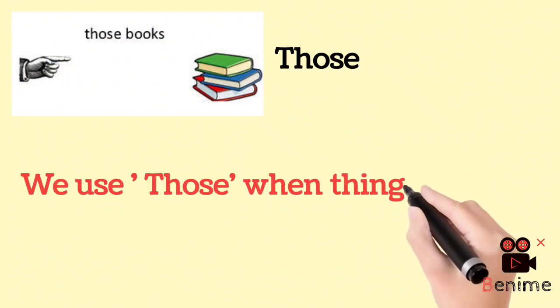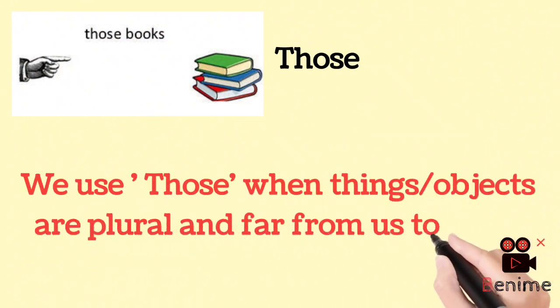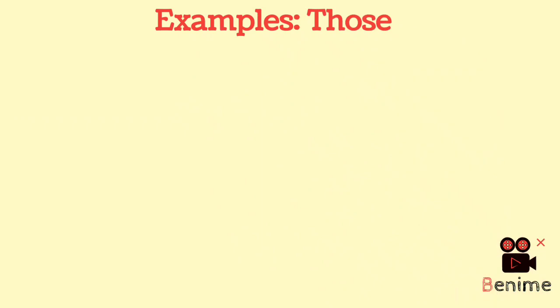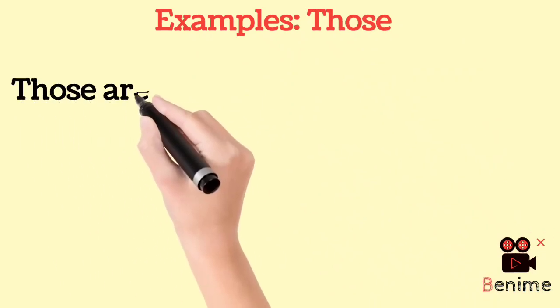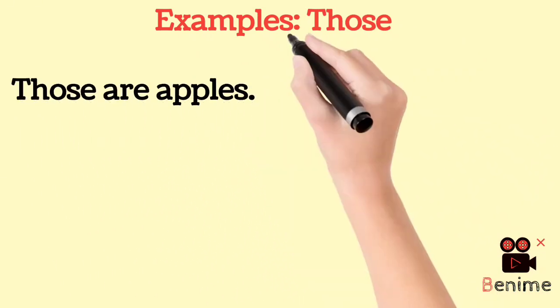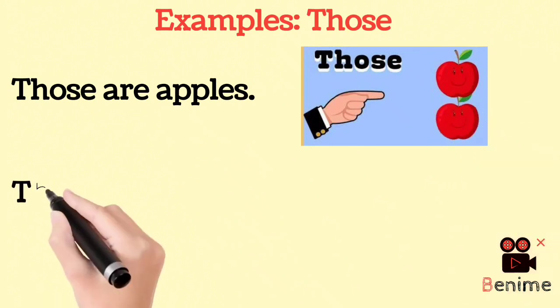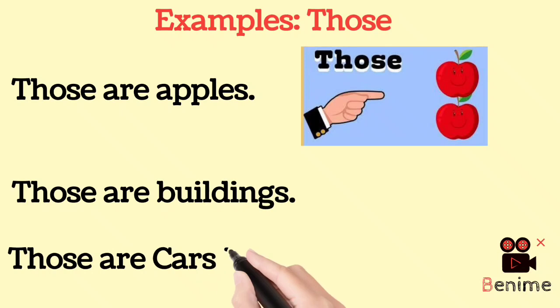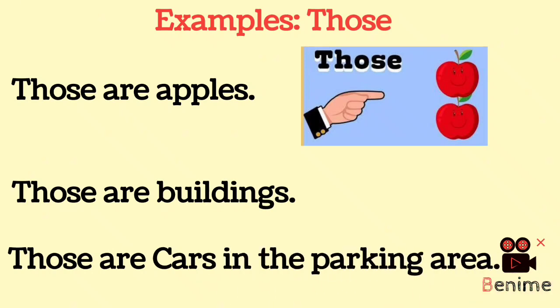Those. We use those when things or objects are plural and far from us to point out. Examples: Those are apples. Those are buildings. Those are cars in the parking area.